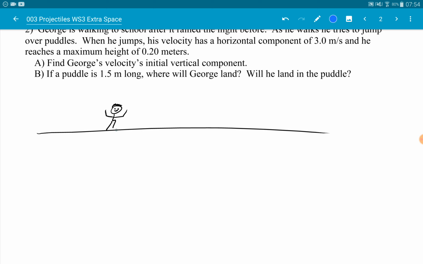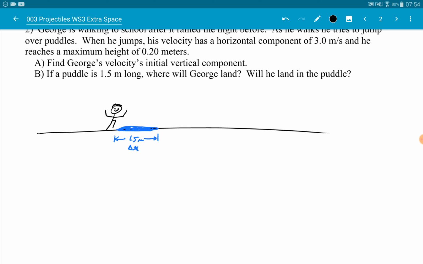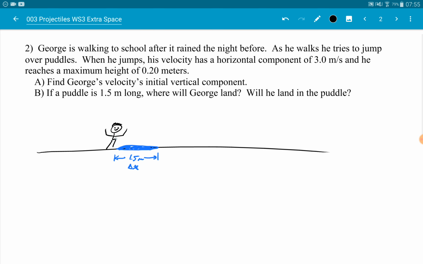The puddle is 1.5 meters long, so let's give it some dimension so I can actually see it. He's not a total flatlander. That is 1.5 meters long there. You know that's going to be a delta x for the puddle anyways. Who knows what his delta x will be. We don't really know his path, so I'm not going to draw his total path here. Maybe I'll sketch it out. I'm going to guess that he lands after it, and I can always change it later.